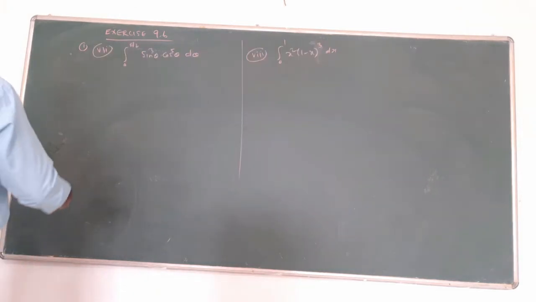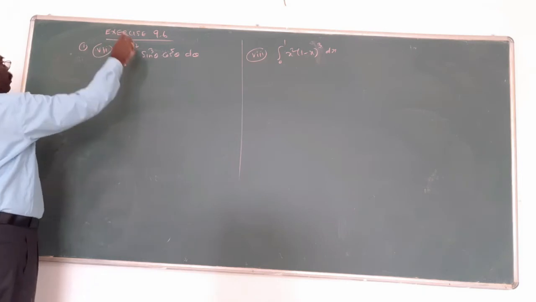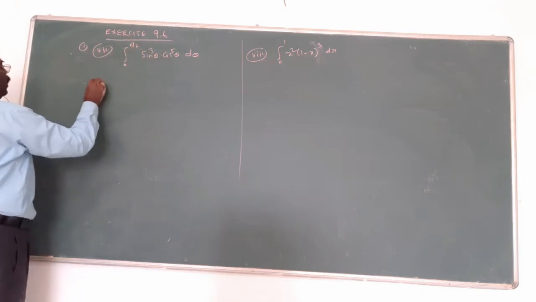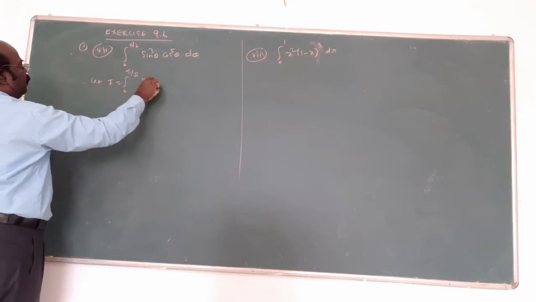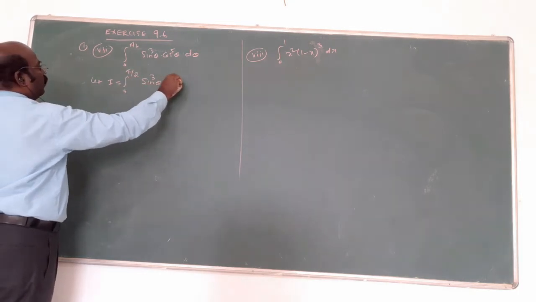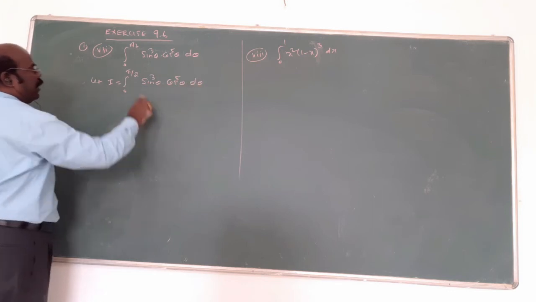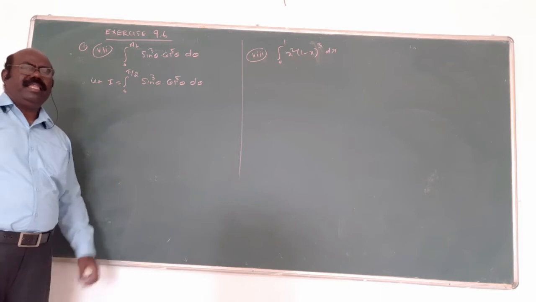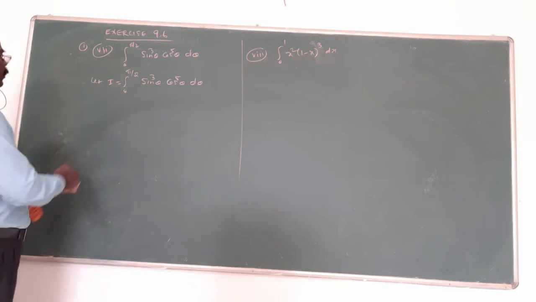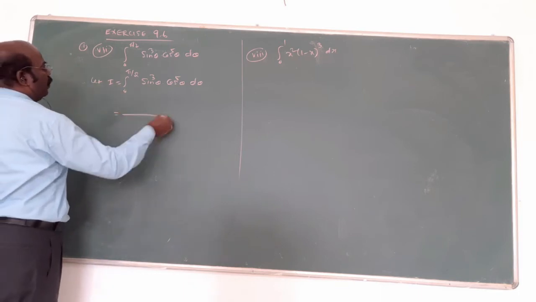Now, seventh question: integral from 0 to pi by 2 of sin^4 something, cos^4 something. This also by using the reduction formula. Sin^4 something, cos^4 something. Here, not even power, not even. That's why the pi by 2 will not come in the answer. What about you?